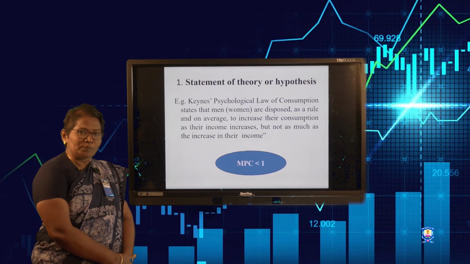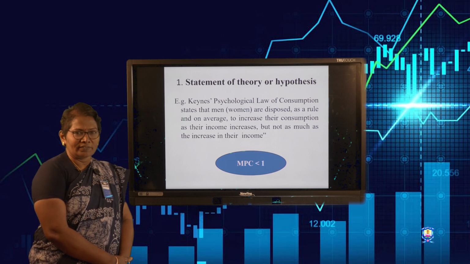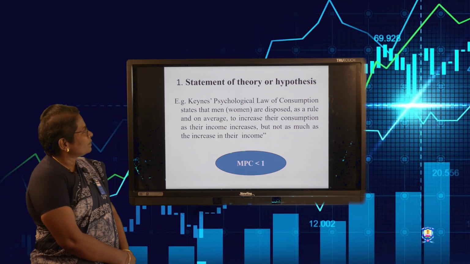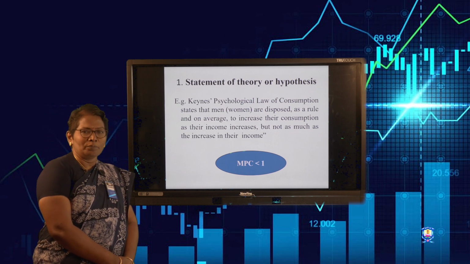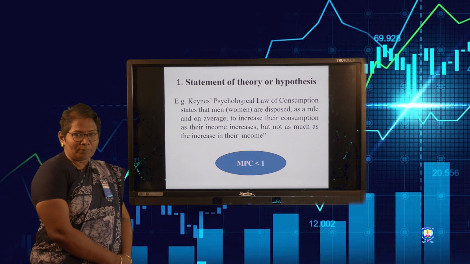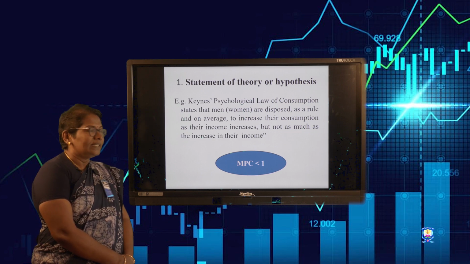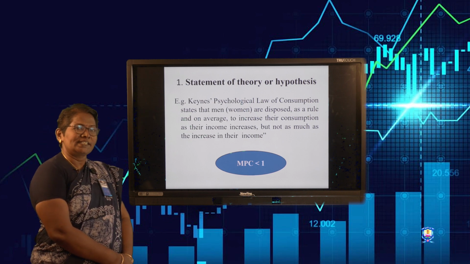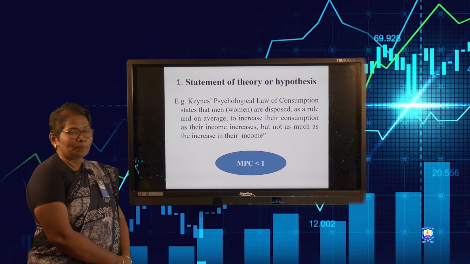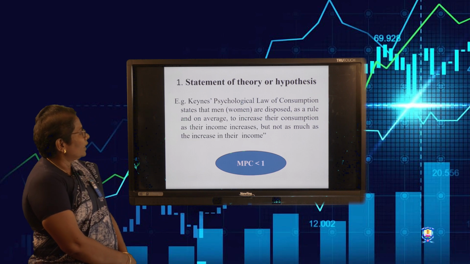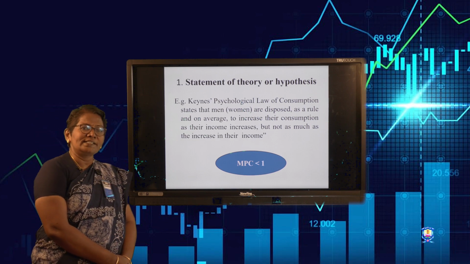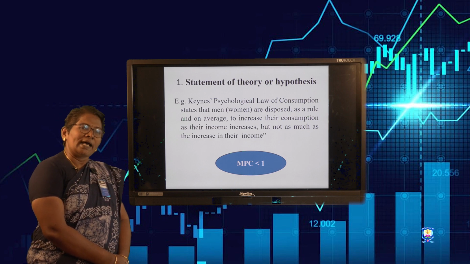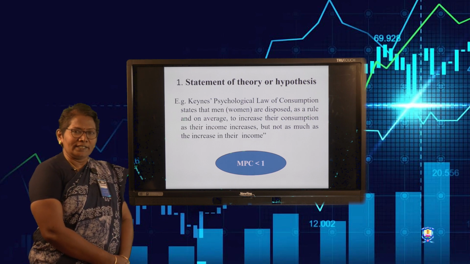There are several steps involved in the methodology of an econometric research, and the first and foremost step is statement of theory or hypothesis. For example, let us take the theory Keynes' psychological law of consumption, which states that men are disposed as a rule and on average to increase their consumption as their income increases, but not as much as the increase in income.